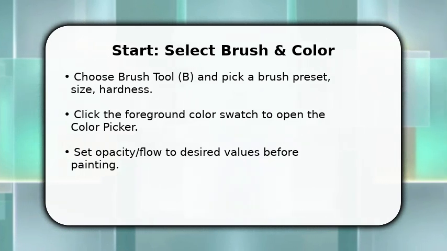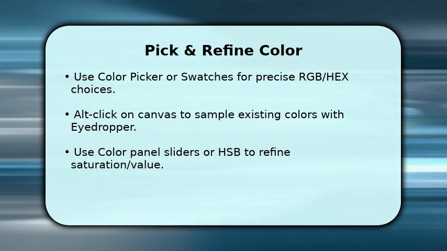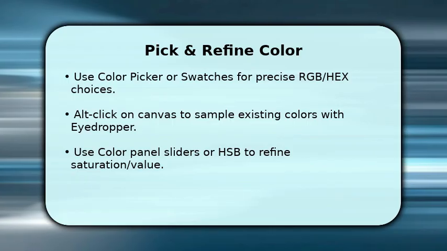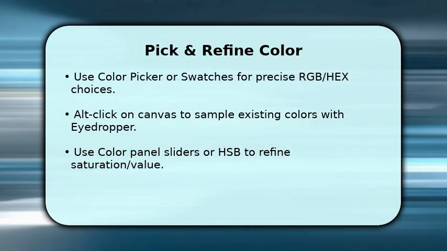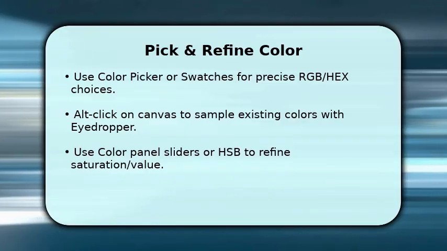Now you refine the color so it behaves predictably while painting. Click the color picker to type a HEX or numeric RGB value for precision, or use swatches when you need brand consistency. If you need a sampled tone from the image, hold Alt and click on the canvas to pick that color with the eyedropper. This changes your foreground instantly.